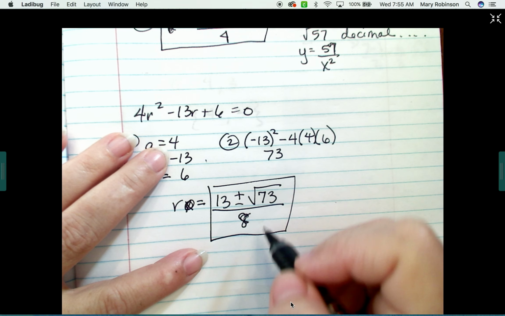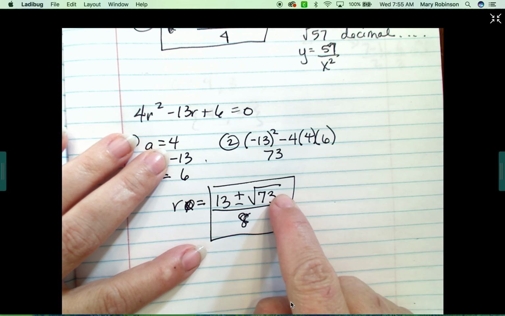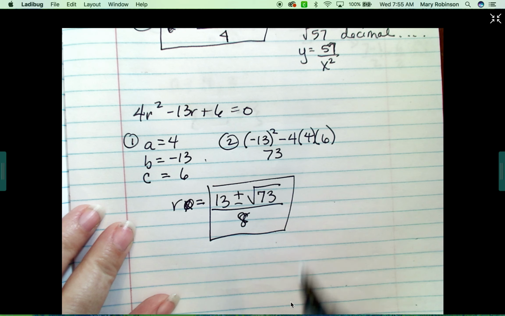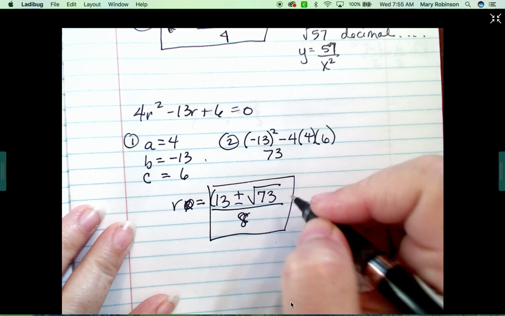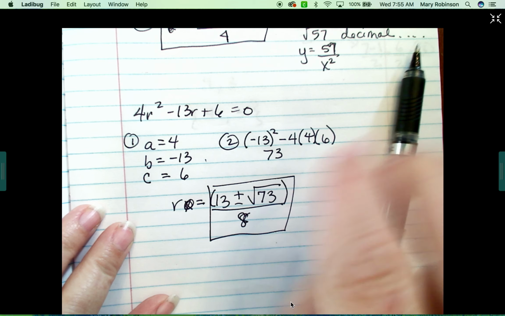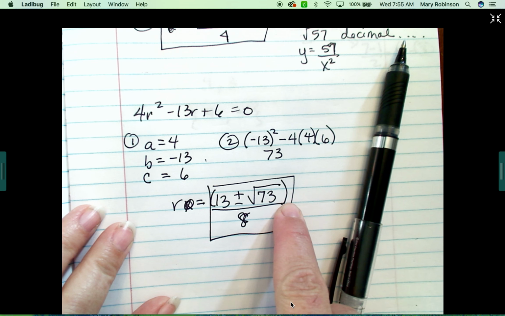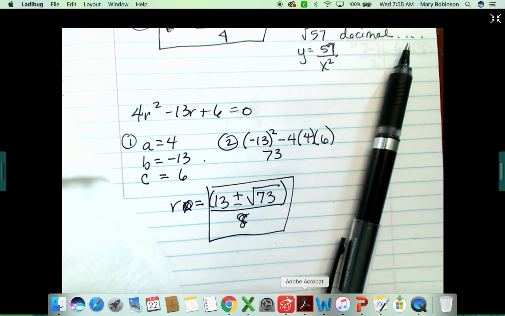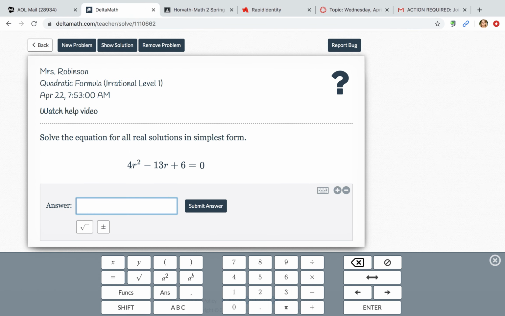In order to type this in, you're going to need to tell the calculator or Delta Math that all of this is in the numerator of the fraction. So my recommendation would be to start off with parentheses and end with parentheses. That way, after this right parenthesis, you can hit /8. So that's how I'm going to type it in. And I've already practiced it, so it does accept it that way.